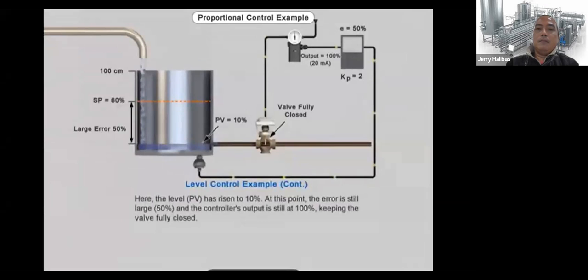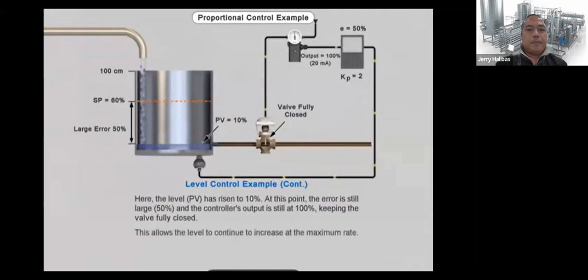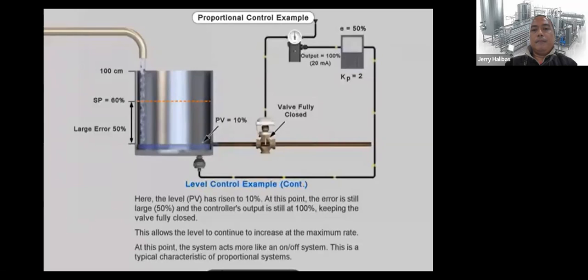Here, the level has risen to 10%. At this point, the error is still large, and the controller's output is still at 100%, keeping the valve fully closed. This allows the level to continue to increase at the maximum rate. At this point, the system acts more like an on-off system. This is a typical characteristic of proportional systems.